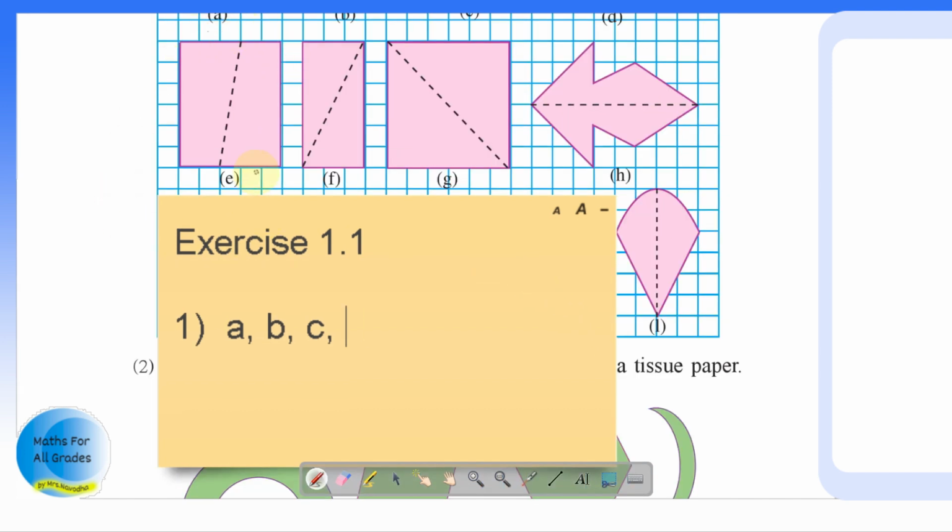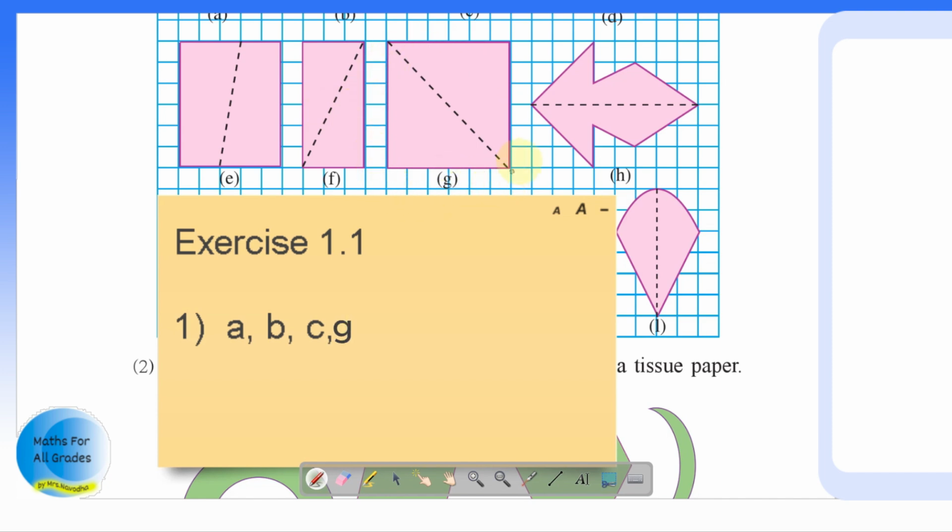E is a rectangle. We know a rectangle is a symmetrical figure, but with this given dotted line, these two parts are not going to coincide, because this given line is not an axis of symmetry. So this is not a bilaterally symmetric figure in that case. This dotted line is also not an axis of symmetry because these two sides are not going to coincide.